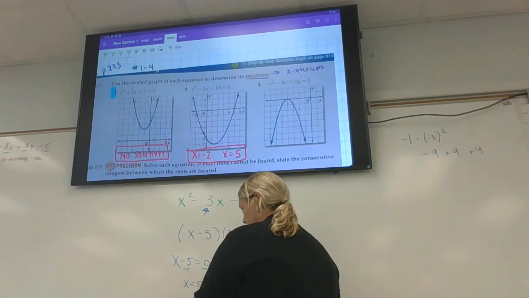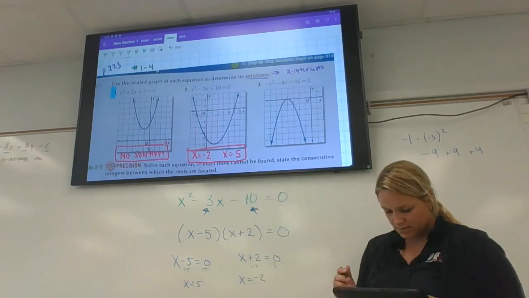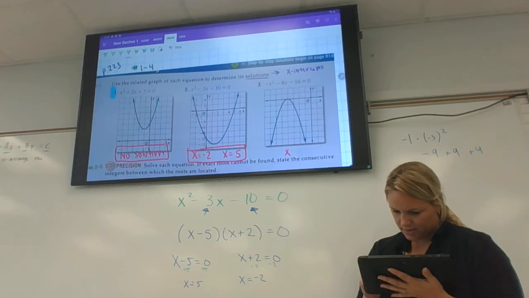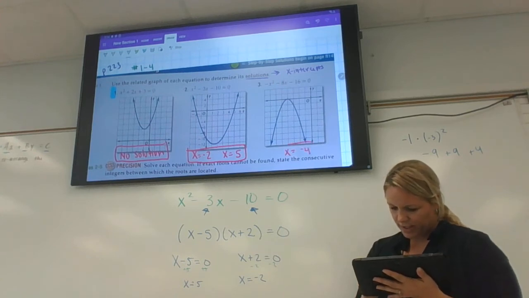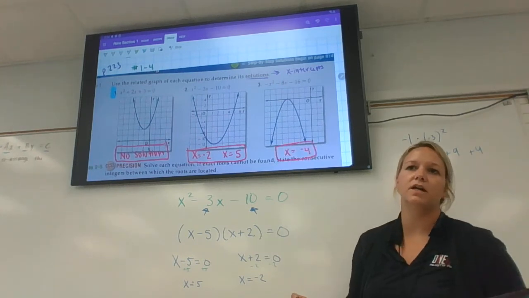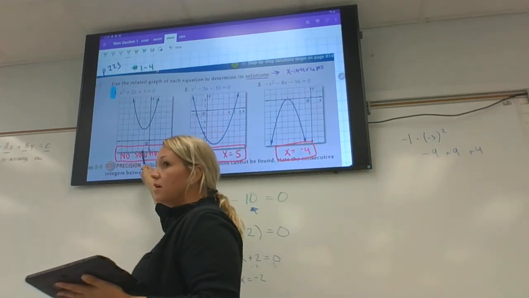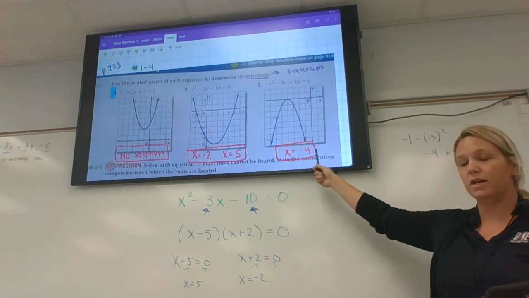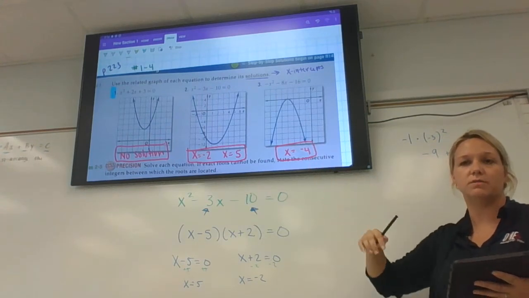What's the answer for 3? Looks like -4. There's only one answer. So sometimes there's no answer. Sometimes there's 2 answers. And sometimes there's 1 answer. Lots of possibilities.